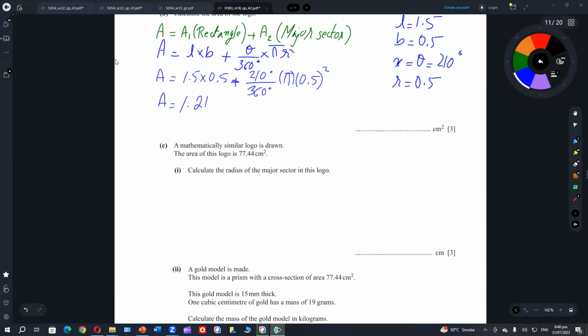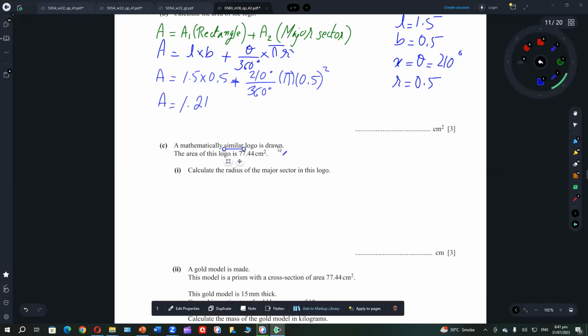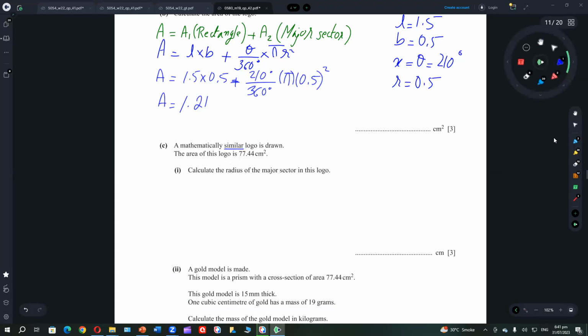Then he says a mathematically similar logo is drawn. The area of this logo is 77.44. Find the radius of the major sector of this logo. He is drawing a similar logo. Again, you have to see the formula for similar figures. So can you tell me the formula for area in case of similar figures?